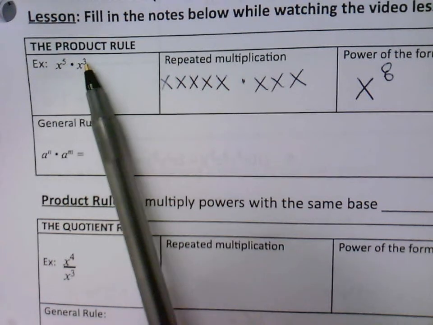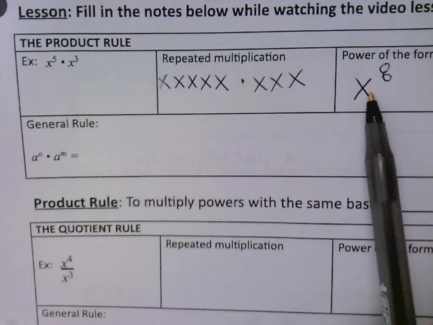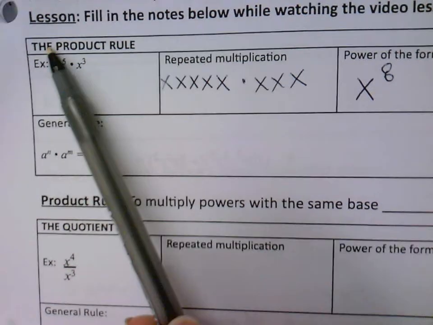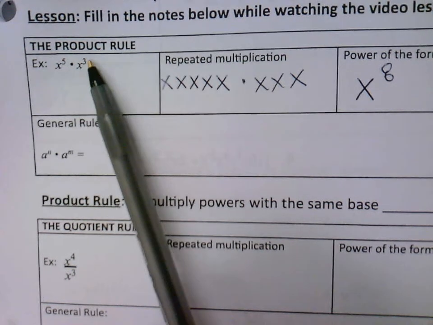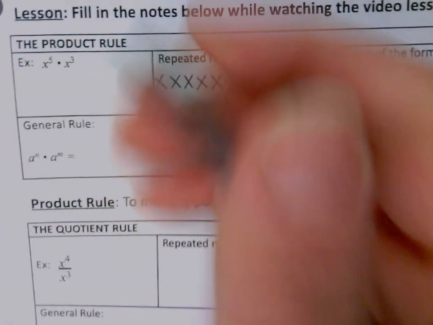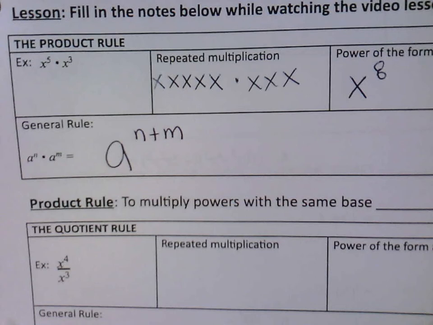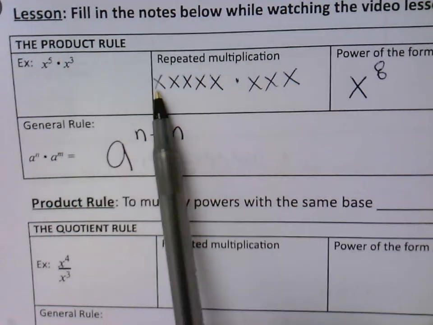So it just helps us simplify problems. The rule is, what did I do? I took the 5 and I added the 3 together. So if the base is the same, you're allowed to add together the exponents. You don't have to memorize this if you just write out the repeated multiplication and see for yourself what is happening. I have 8 altogether.